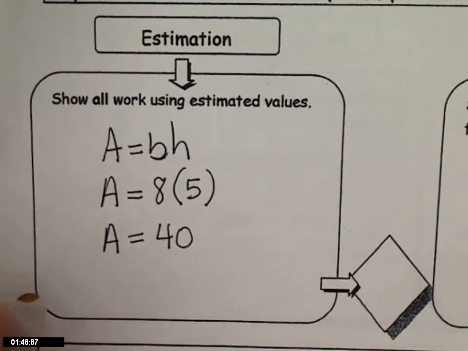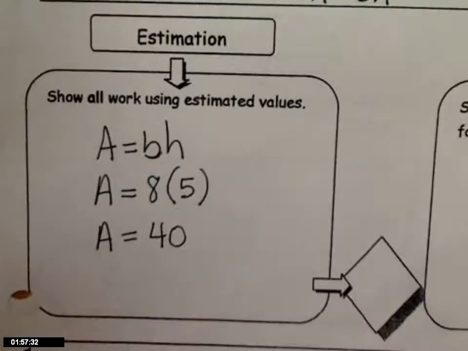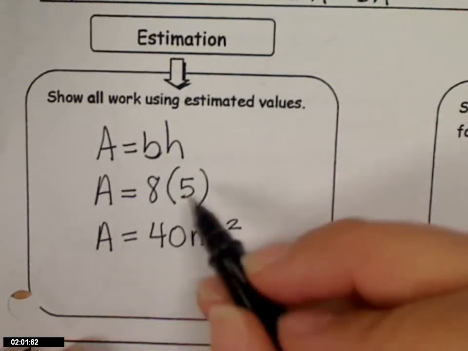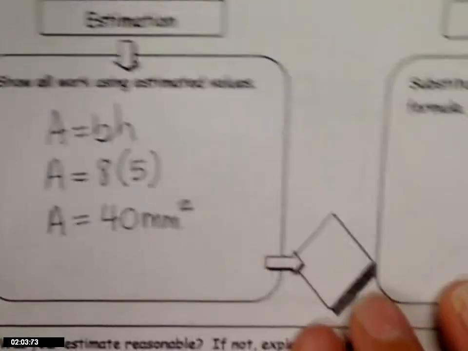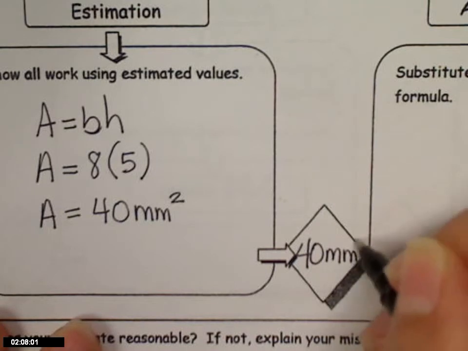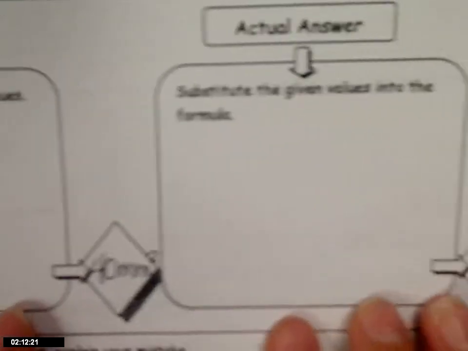And let's take a look at the units again. Close. Let's see if I can focus. There we go. Millimeters. So just millimeters all by itself? Good. Millimeters squared, because it's 2 dimensions that I'm multiplying. Alright, so here's my estimated answer. 40 millimeters squared.